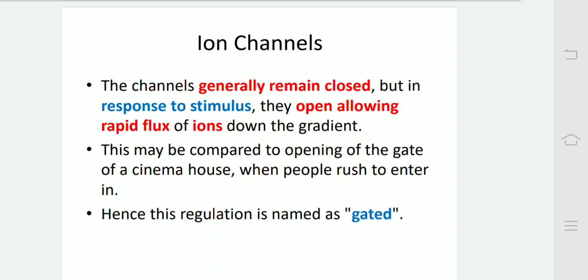The channels generally remain closed, but in response to a stimulus, they open, allowing rapid influx of ions down the gradient. This may be compared to the opening of the gate of a cinema house when people rush to enter. Hence, this regulation is named as gated.